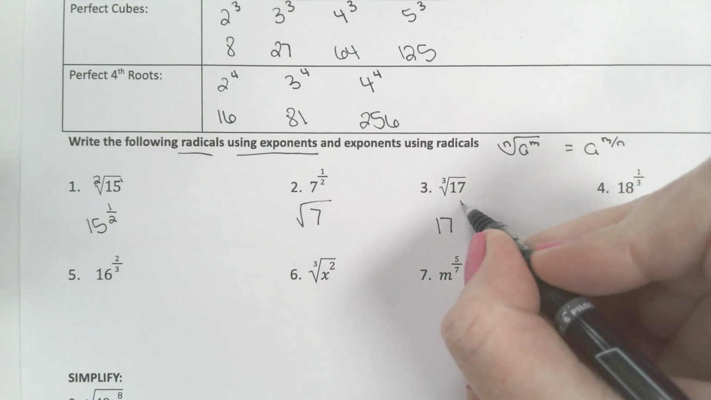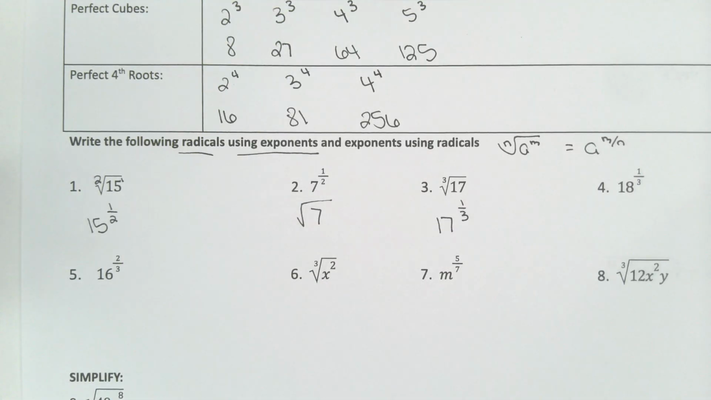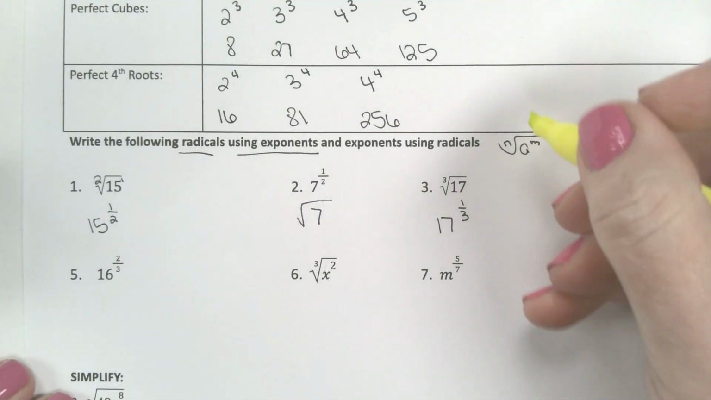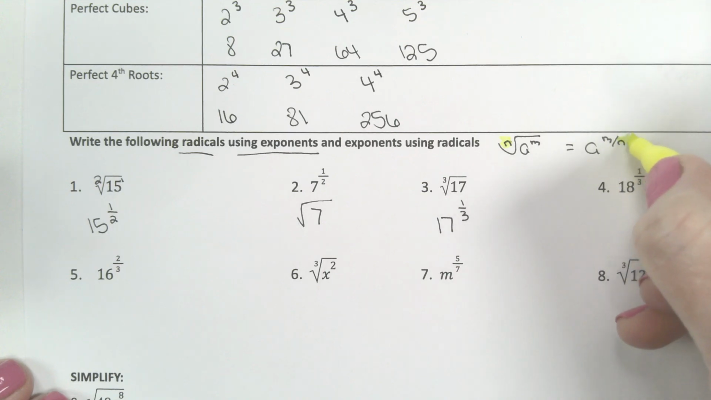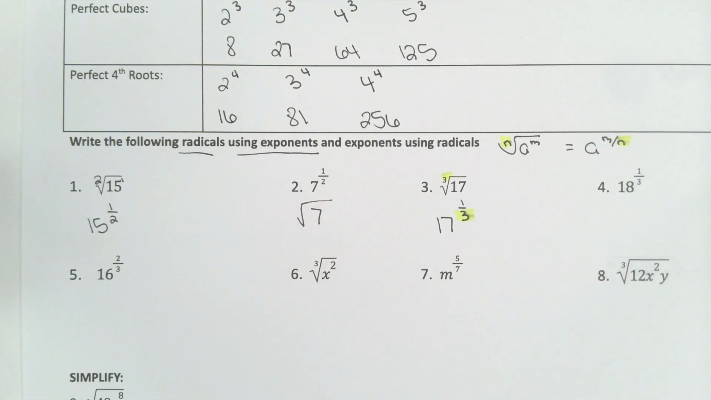Good, 17 to the 1/3. So what you have to know and recall is the index is the denominator. When I did that, the index is always the denominator.